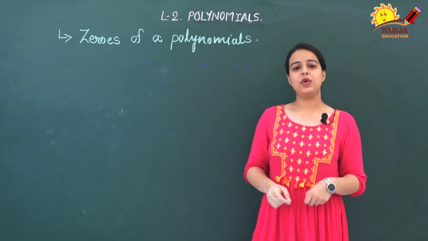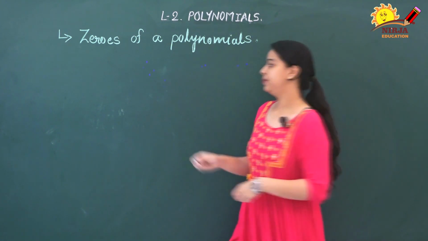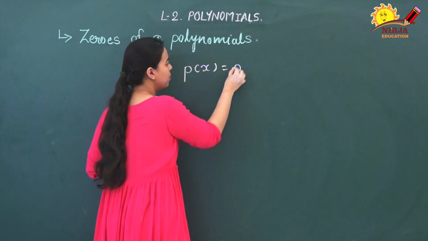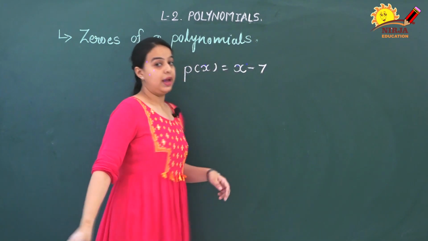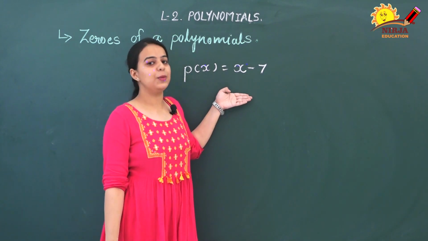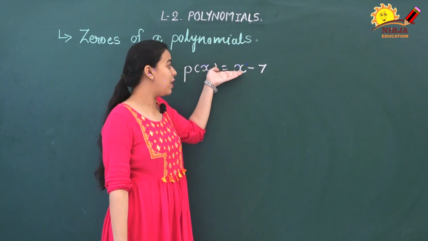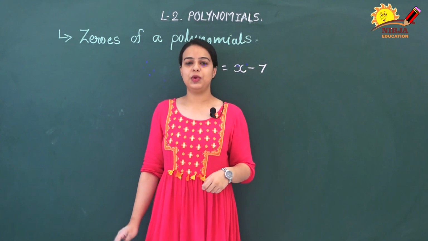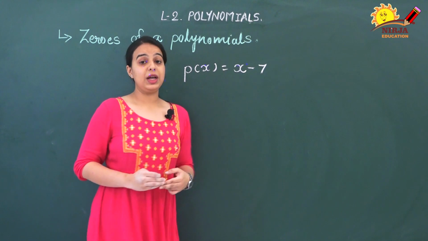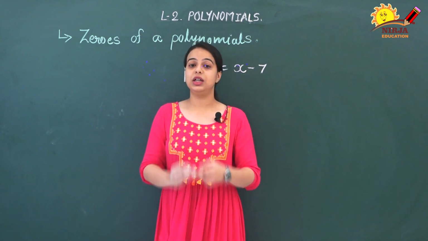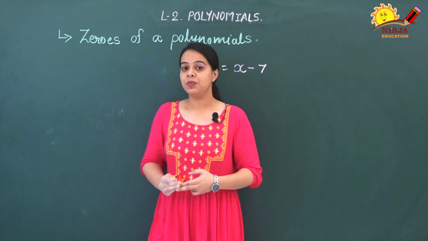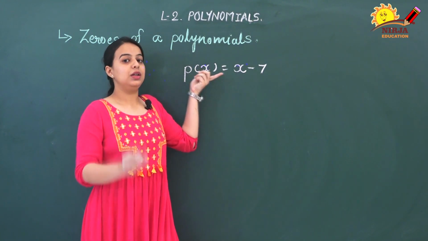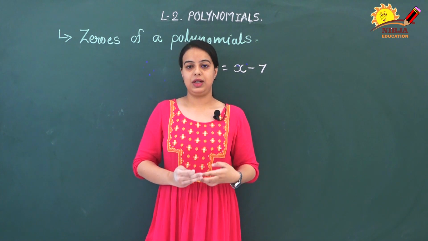First of all, I am going to consider one polynomial. Here I am writing p of x is equal to x minus 7. And as you can see, this is a linear polynomial because the highest power of variable is 1. So, we are going to start first with linear polynomials. Now, what I am going to do is take different values of x, put that value in this polynomial, and then we will be getting other values, right.